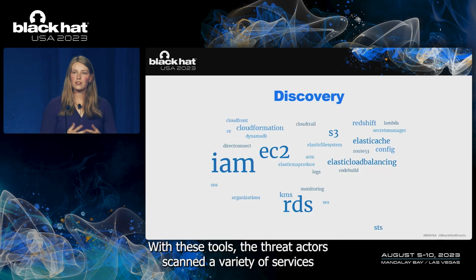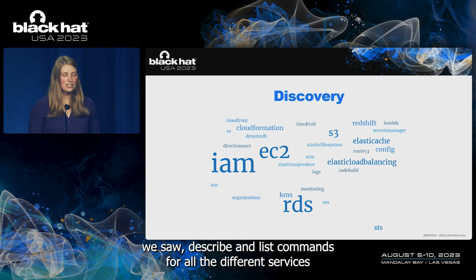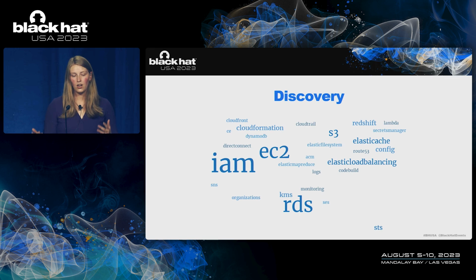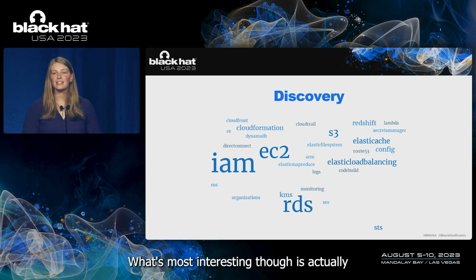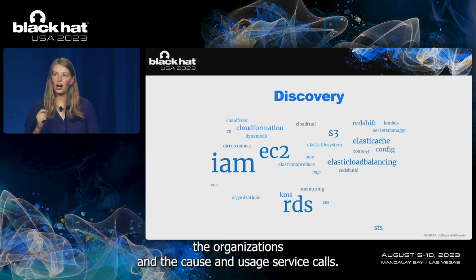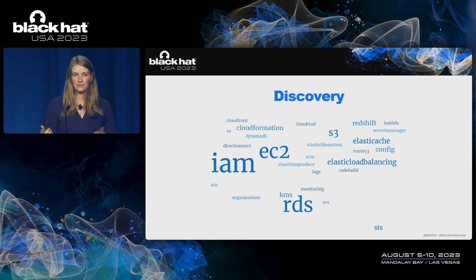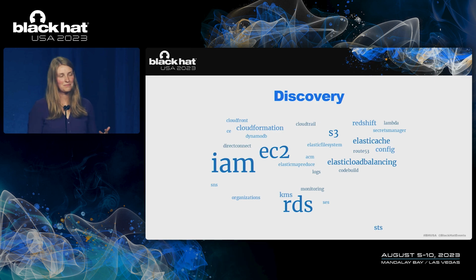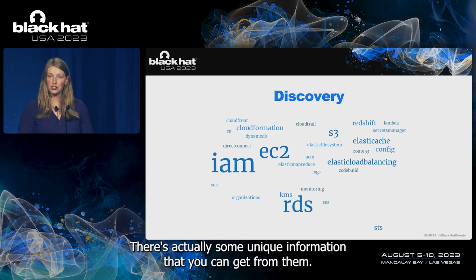With these tools, the threat actors scanned a variety of services. We saw describe and list commands for all the different services such as EC2, S3, IAM, and the list goes on. What's most interesting, though, is actually the Organizations and the Cost and Usage service calls. Now, why would a threat actor be interested in these services? There's actually some unique information that you can get from them.